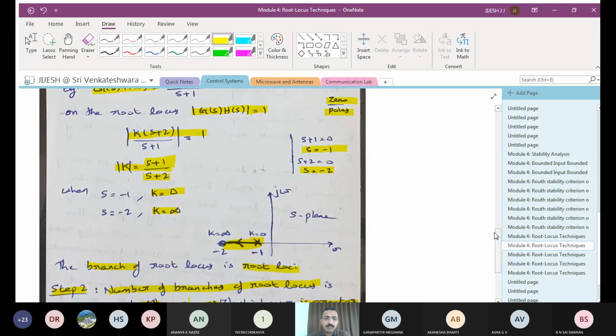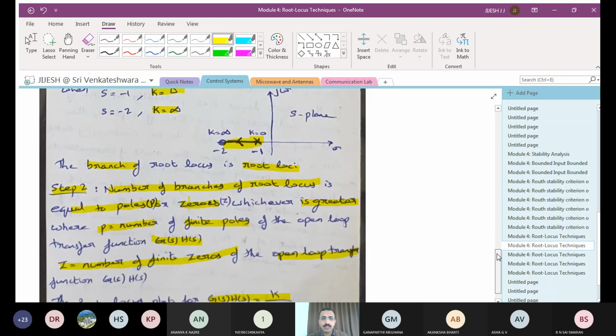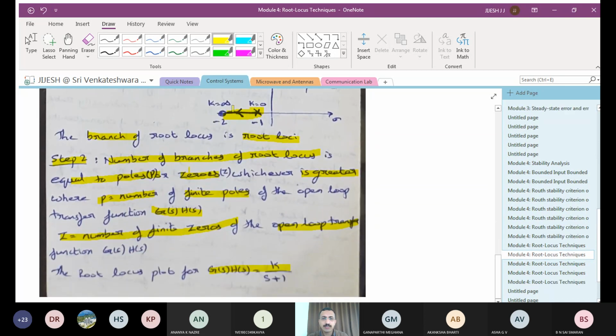In order to mention the poles and zeros, in step 1 we have already done that, and we have mentioned one pole and zero. Here we are also finding out the number of poles and number of zeros. The number of zeros is not available, that is 0, and the number of poles is one. Whichever is greater, one pole is available, so that number is greater.